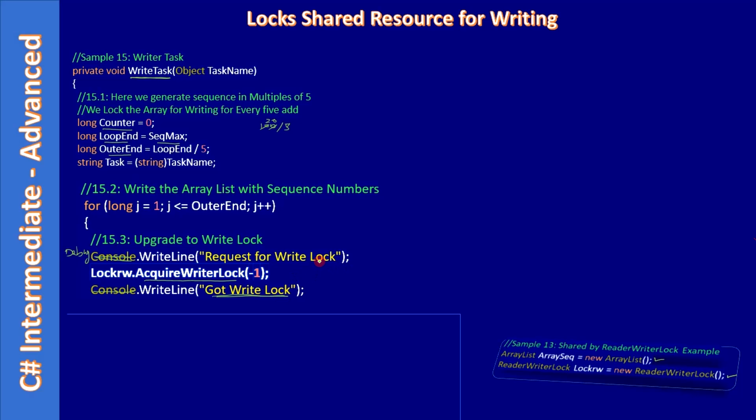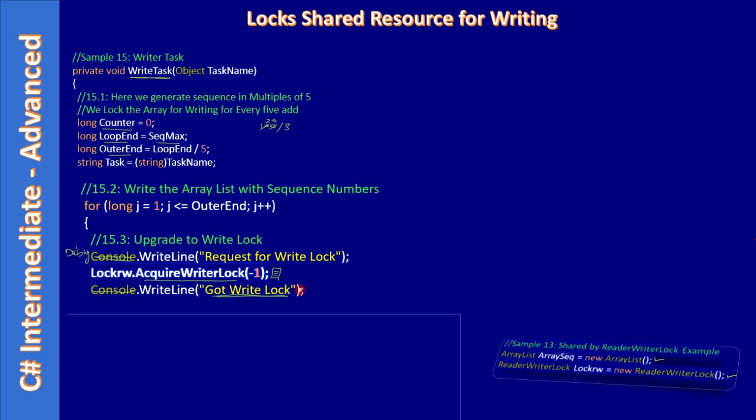So this is the write thread, and we are accessing the WriterLock. So if already some reader thread has acquired the lock, then WriterLock will wait here and we will be seeing a request for WriteLock, and we won't see got the WriteLock. Why? Because this will be the blocking call. When nobody is locking the resource, that time WriterLock will get acquired.